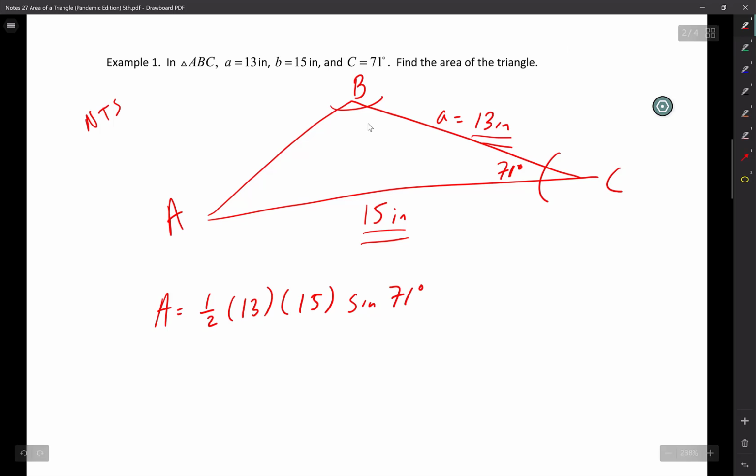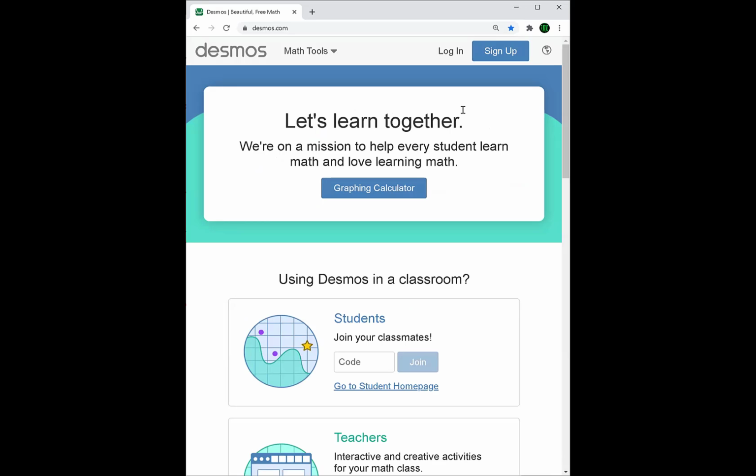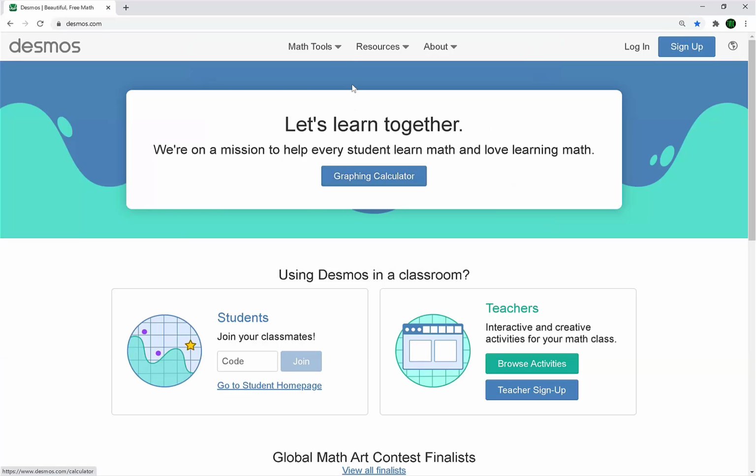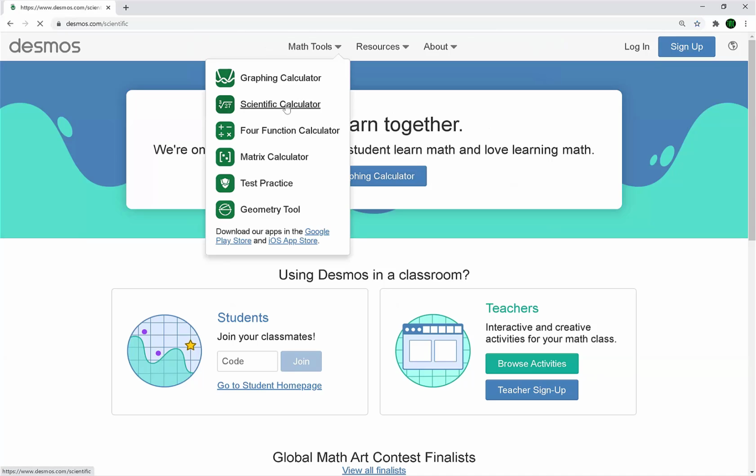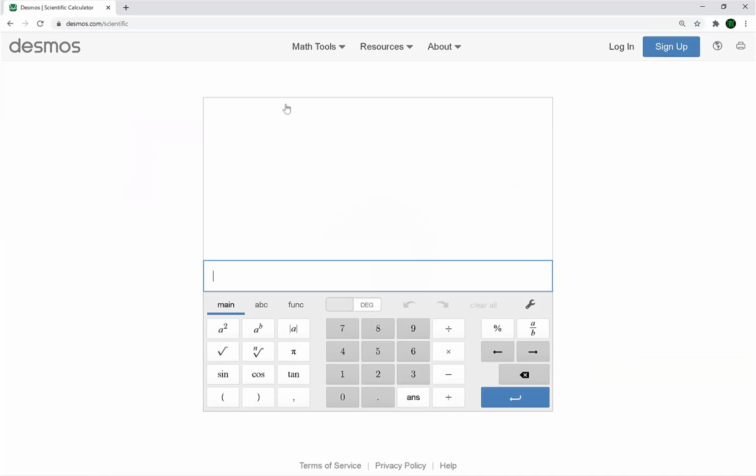So here we go. I'm going to take out Desmos. So let me take Desmos out, guys, and share screen. So here's Desmos, and I'm just going to go into a scientific calculator. I'm already in degree mode, perfect. 0.5 times, and I already forgot. What were my lengths, guys?